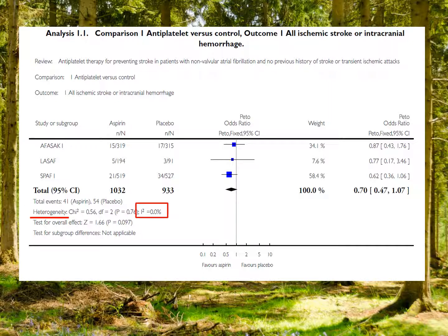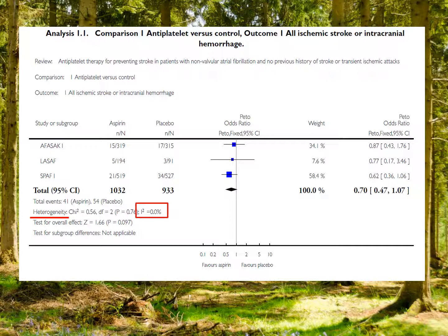The review is antiplatelet therapy for preventing stroke in patients with non-valvular atrial fibrillation and no previous history of stroke or transient attacks. The comparison, antiplatelet versus control. And the outcome is ischemic stroke or intracranial hemorrhage. Looking at the diagram, at the bottom half, you will have favors aspirin to the left, favors placebo to the right. And in the middle, the vertical line is the line of no difference. It's 1. Why 1? Because if you look at the top, it's odds ratio.